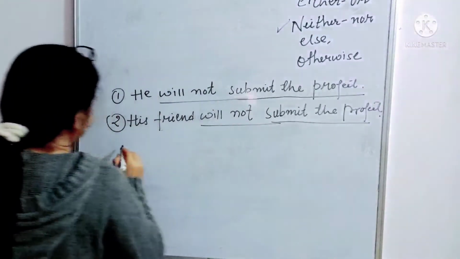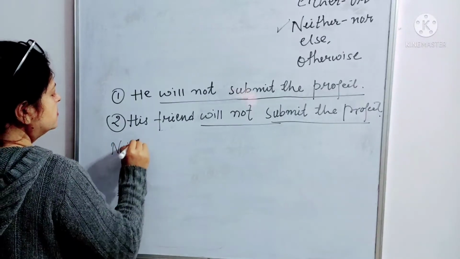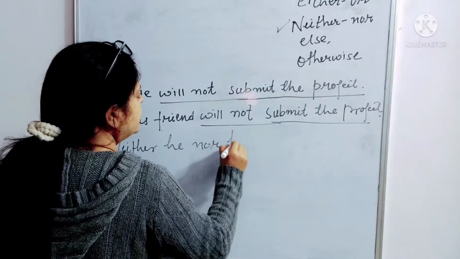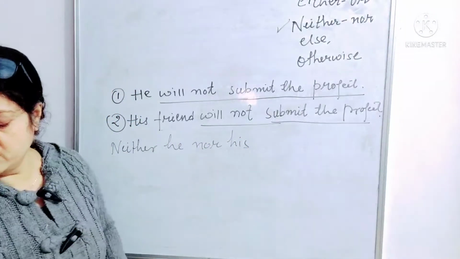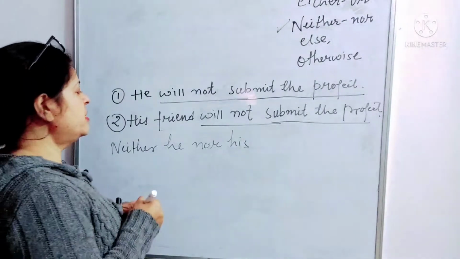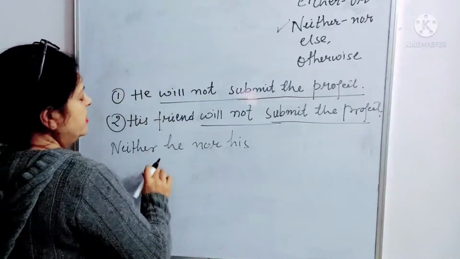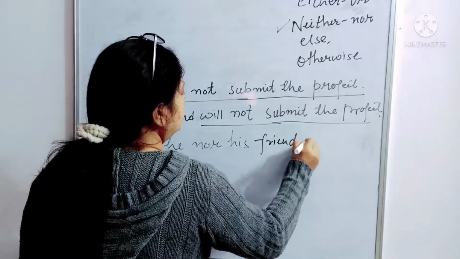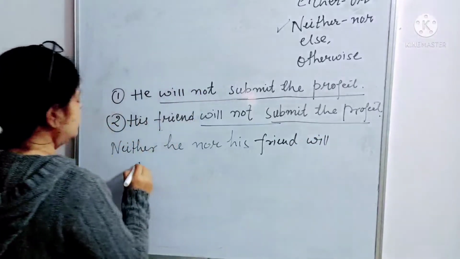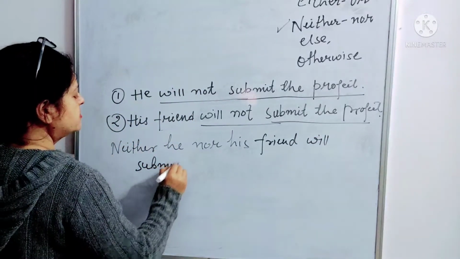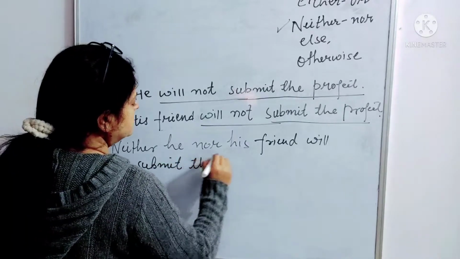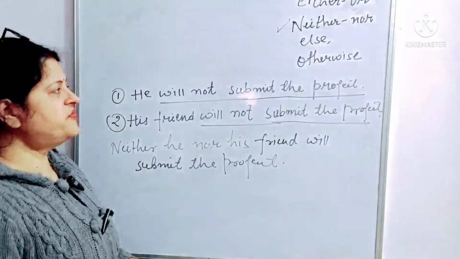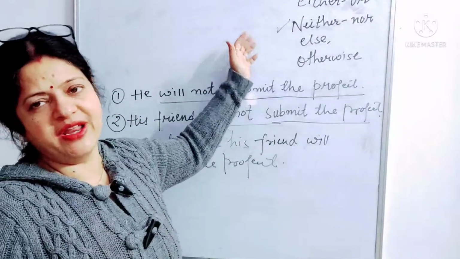So it would become like this: neither he nor his, I think it's not visible to you because my pen is not running properly. Neither he nor his friend will submit the project. Okay, so in this way you can use neither nor for negative sentences.